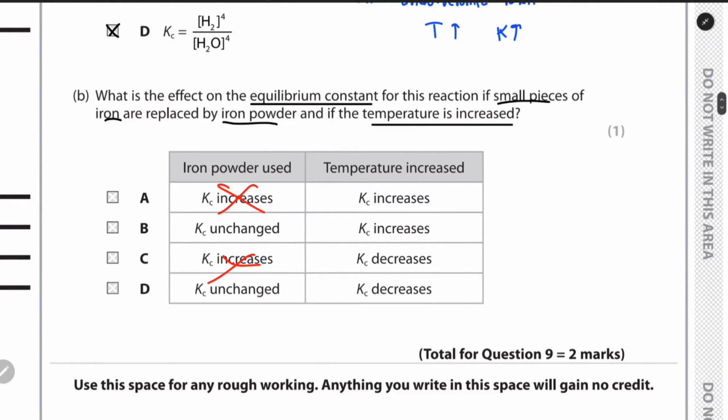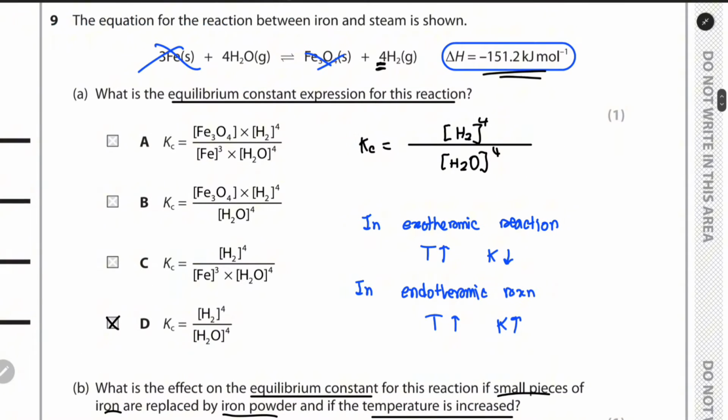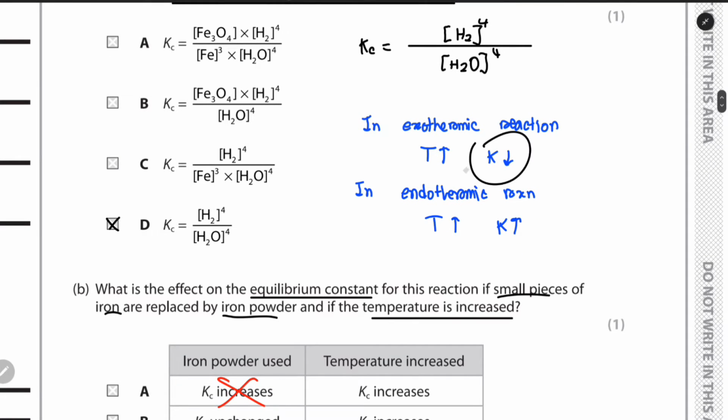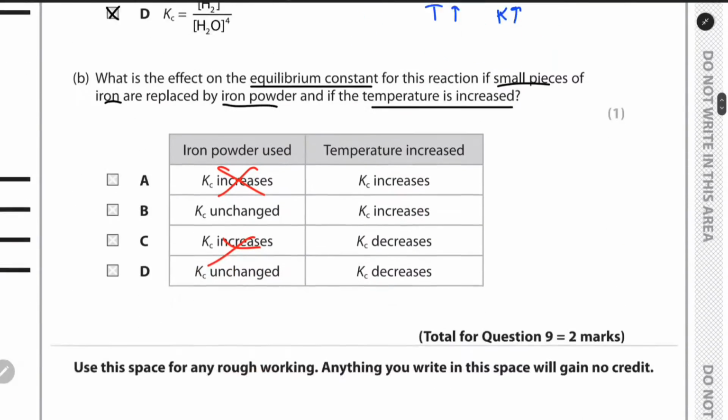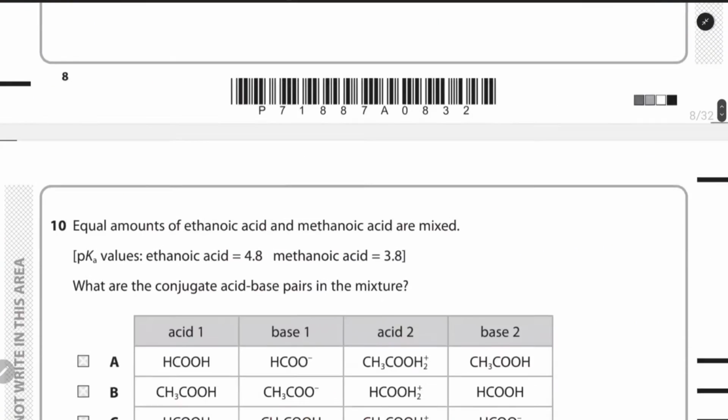So using the iron powder will not cause any difference. So A and C are not the answer. Kc will be unchanged when iron powder is used. And since this is an exothermic reaction, we have to follow this. So an increase in the temperature will cause the value of the equilibrium constant to decrease. So this is wrong. This is the answer. D is the answer again.